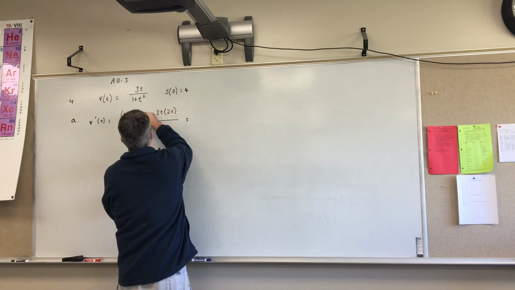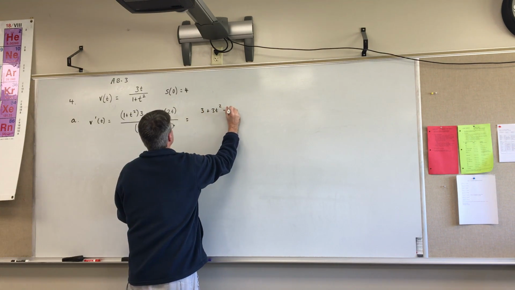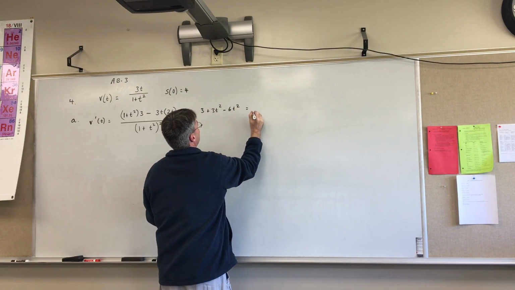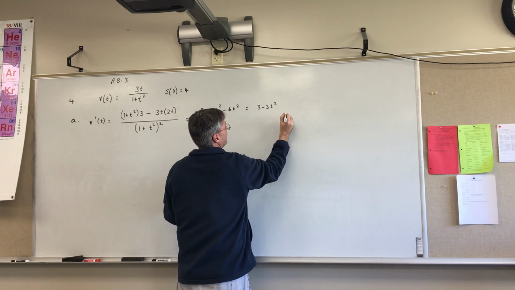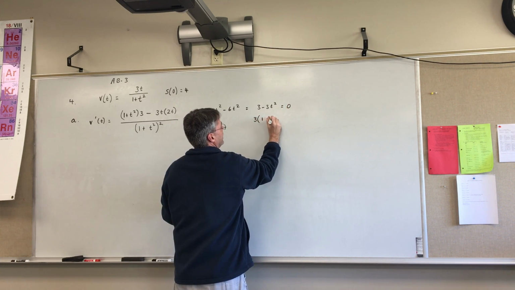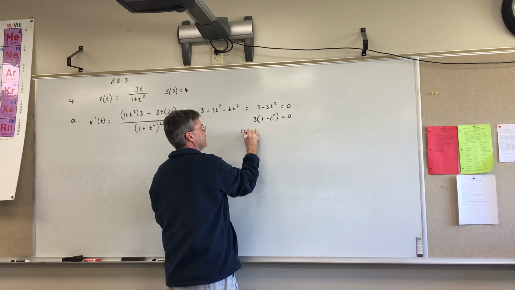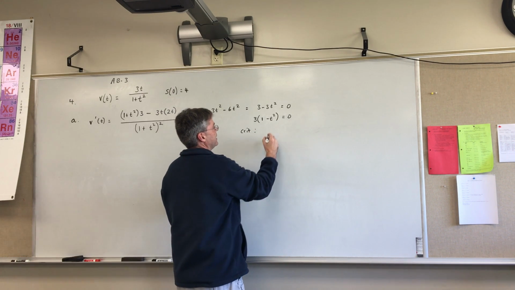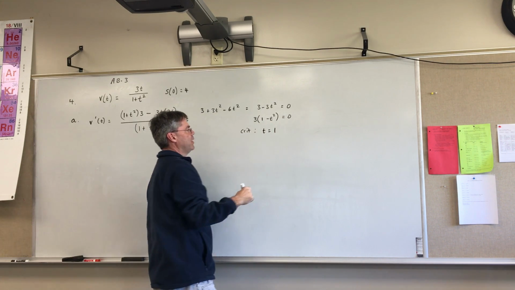So distributing, we would have 3 plus 3t squared minus 6t squared on top. And that's going to be 3 minus 3t squared equal to 0. Let's factor out a 3, and you've got 1 minus t squared equal to 0. So our critical point, and that's where a max is going to occur, is at t equals 1. When you put a 1 in there, that quantity will be 0.